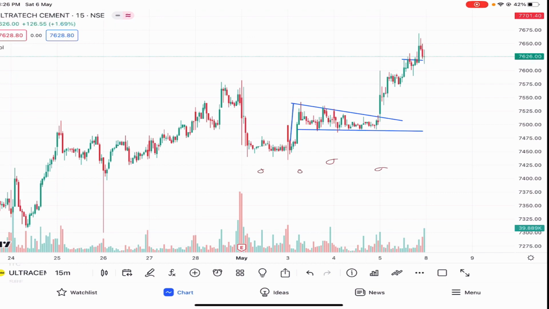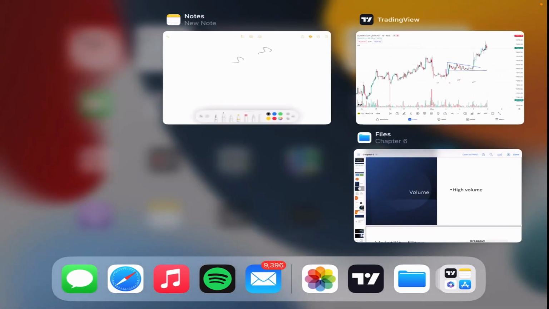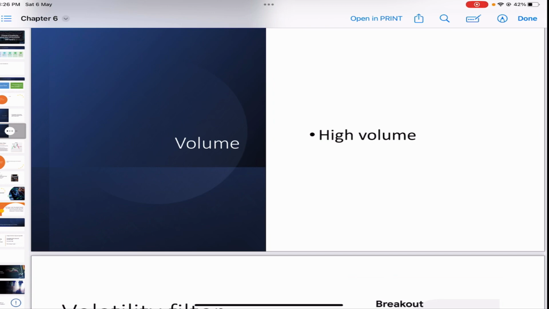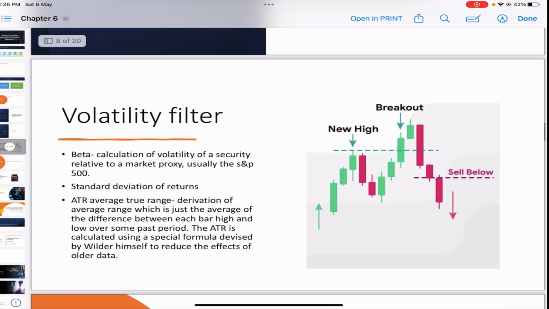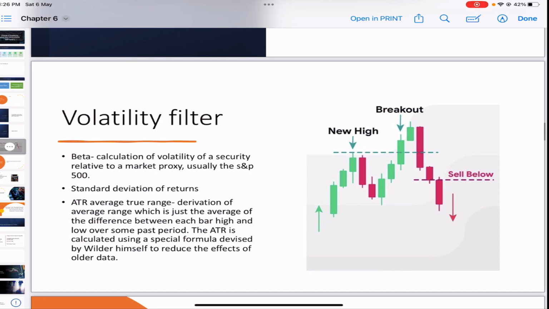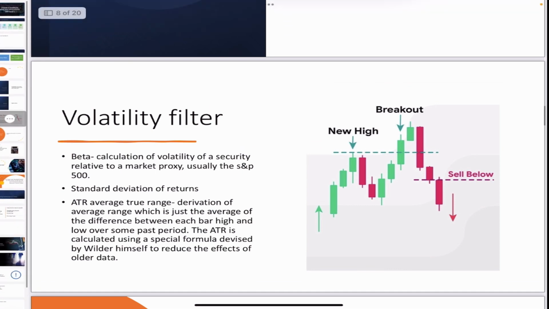So that is how you are going to use this. So did you see how accurate your breakout trading becomes when you include volume in your basis of selecting? Alright, moving on to the volatility filter.